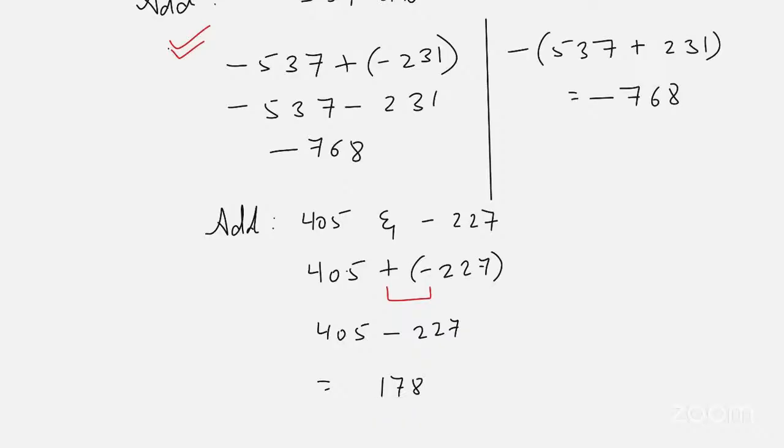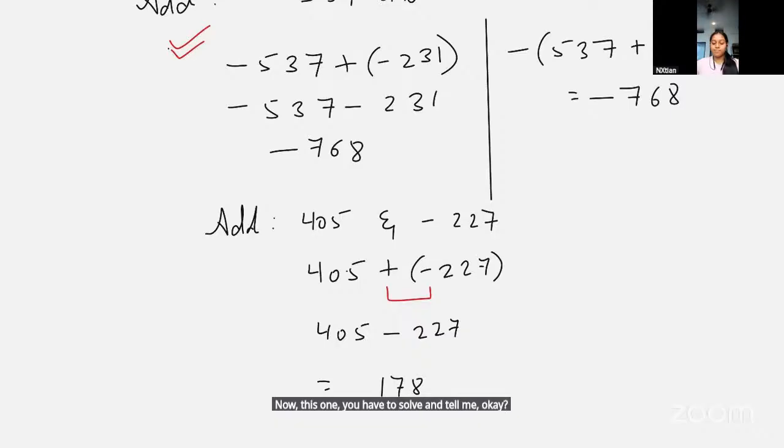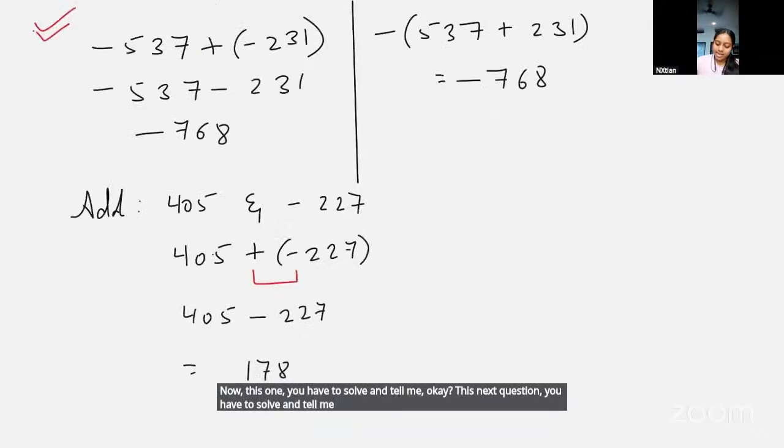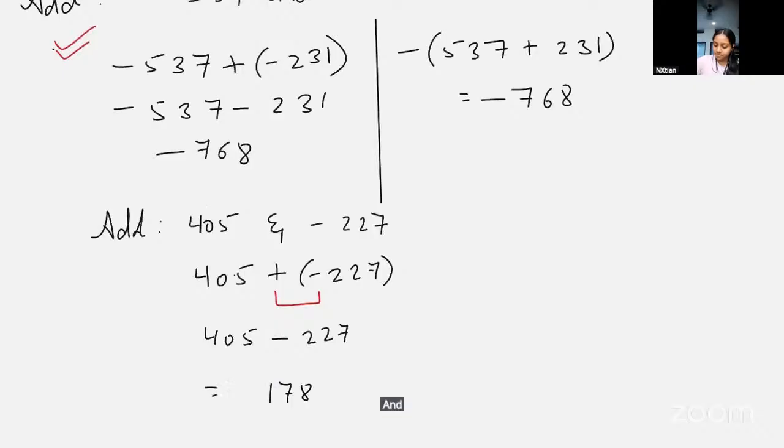Now, this one you have to solve and tell me. Okay. This next question, you have to solve and tell me. Add minus 349 and 127.